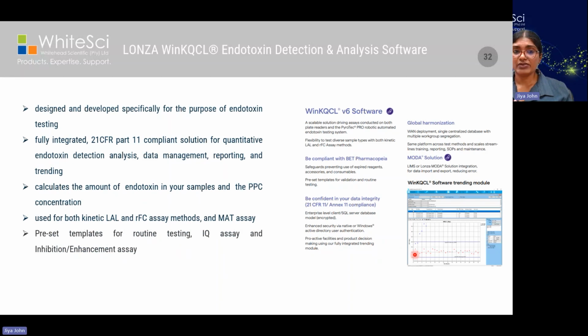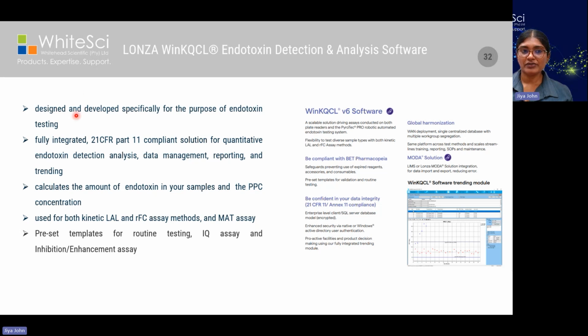I would just like to also highlight the investment that you put in for the WinKQCL software. Most of the time when we are talking to researchers, they say it's a big investment they need to make for setting up an endotoxin lab. And when it comes to software also, they ask, do we really need the software? So I just want to highlight the importance of having the WinKQCL software for your endotoxin analysis.